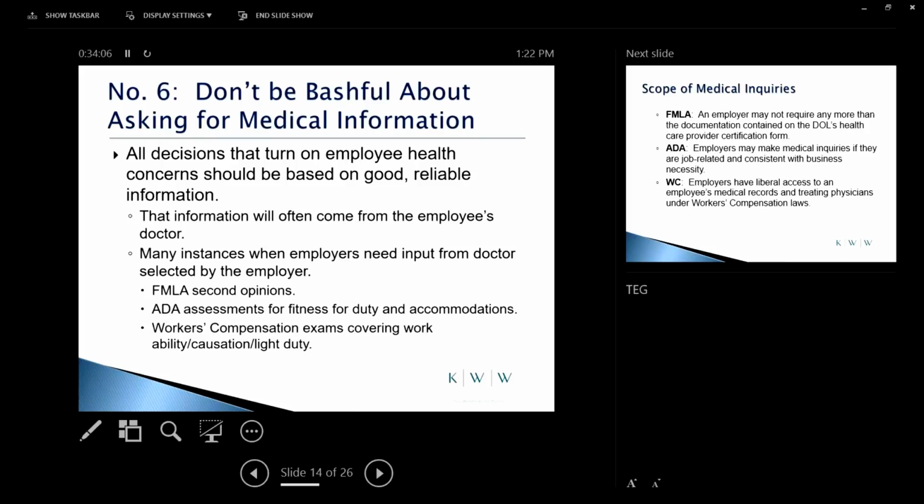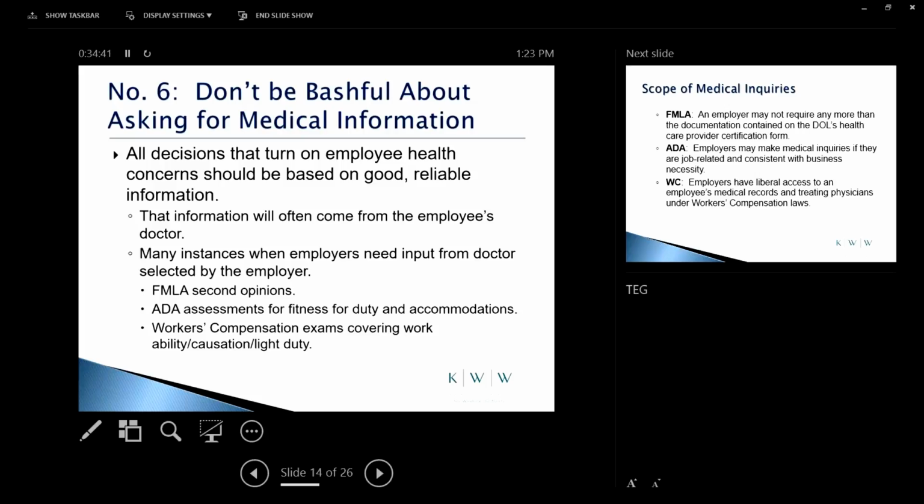Best practice number 6. Do not be bashful about asking for medical information. So, as a pet peeve, let me tell you that HIPAA has no place in this conversation. HIPAA applies when you as the employer receive information about the employee through your insurance plan, for example. It has nothing to do with the information that you get from the employee or the employee's healthcare provider directly pursuant to your rights under either the ADA or the FMLA.